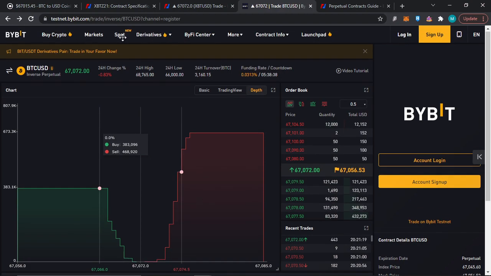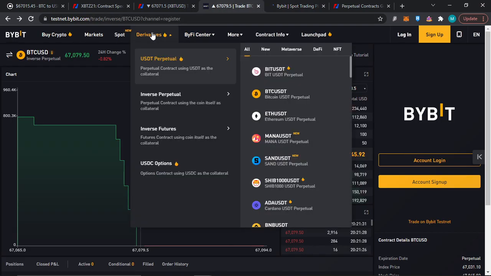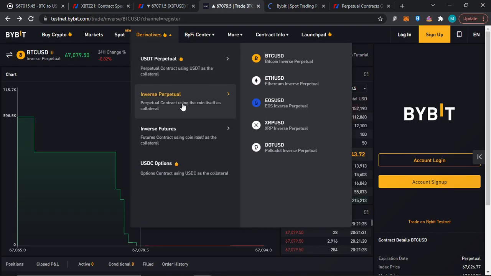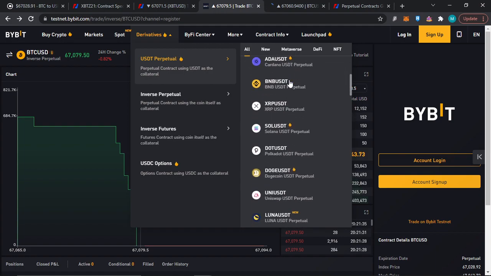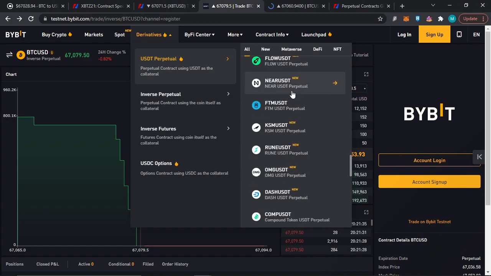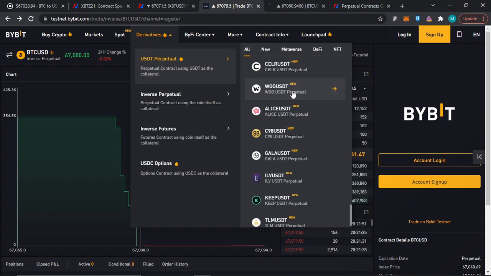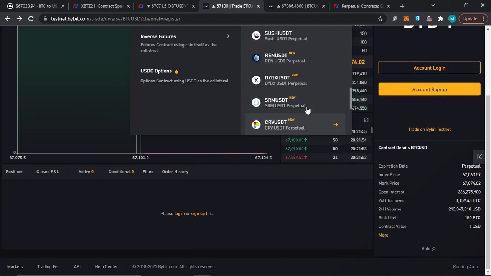Oh, and wow, Bybit has their own spot market now too. I did not know that. Let's see what they've got for derivatives. So, perpetual, inverse perp, inverse futures. God, they have a ton of perp contracts. Ton. So that means we can not only take long positions on all these, but we can also take short positions.